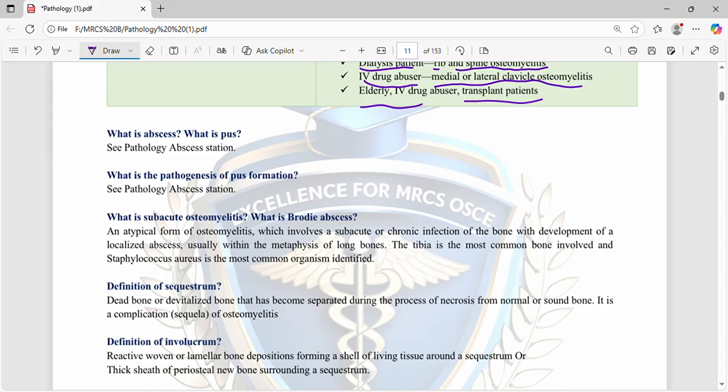What is subacute osteomyelitis? What is Brodie abscess? It is an atypical form of osteomyelitis which involves a subacute or chronic infection of the bone with the development of a localized abscess, usually within the metaphysis of long bones. The tibia is the most common bone involved, and Staphylococcus aureus is the most common organism identified.